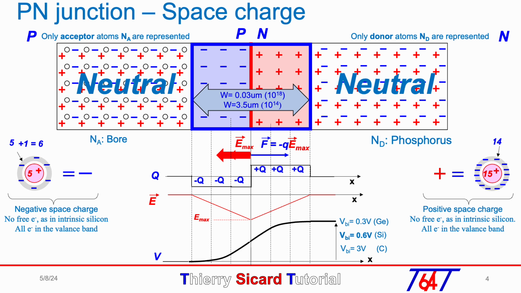Those space charges cannot move because the charges are attached to the donor or acceptor atoms, and there is no free electron in this area. Those charges look like charges trapped in the dielectric element of a capacitor. Now we will explain why, if we measure a p-n junction diode with a voltmeter, we will not measure 0.6 volt.